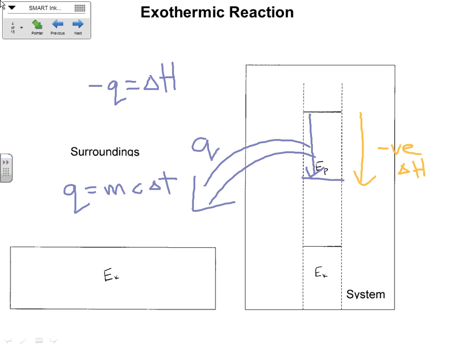If the surroundings got hotter, it means that the system had to give up some energy. So if the bank account of the surroundings goes up, then your bank account goes down. All right? So that's an exothermic reaction. Any questions or concerns? All right.